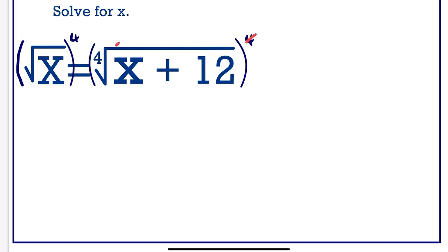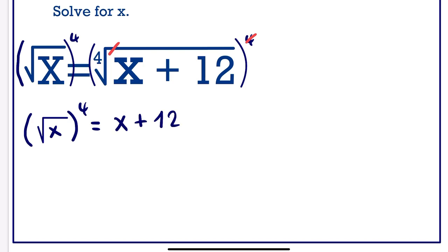Power 4 and the fourth root will cancel out. So we'll be left with the square root of x to the power 4 should be equal to x plus 12. The next thing you want to do is to simplify this.